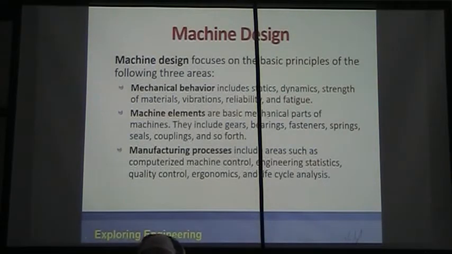Machine elements are the basic mechanical parts of machines. They include gears, bearings, fasteners, springs, seals, couplings, and so forth. Look, anything in a machine could be subject to being a machine element and being designed to fit a particular machine or situation.